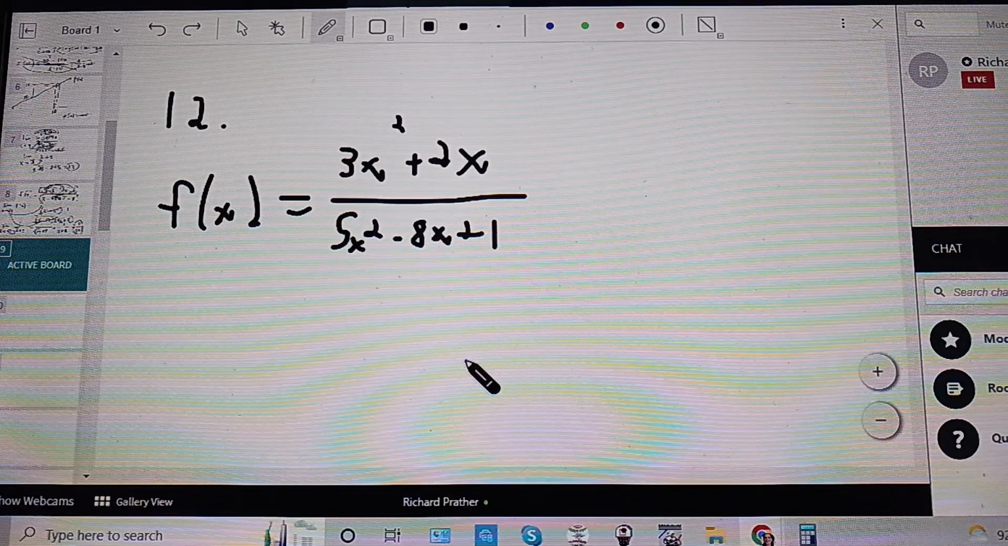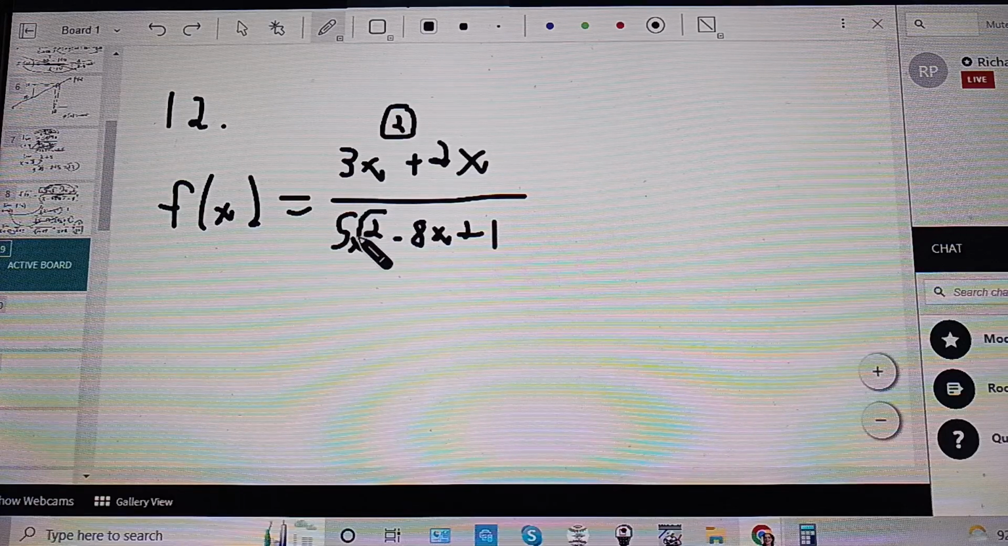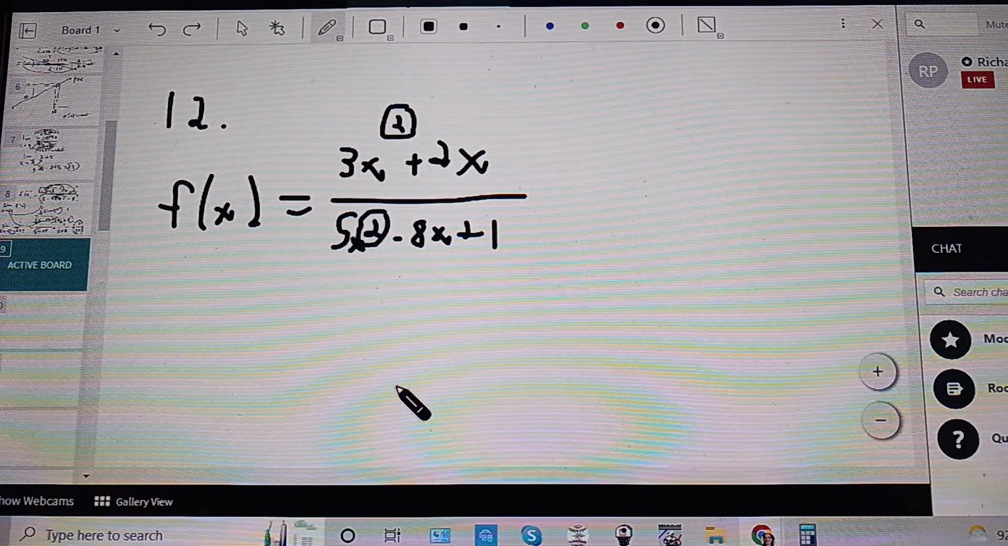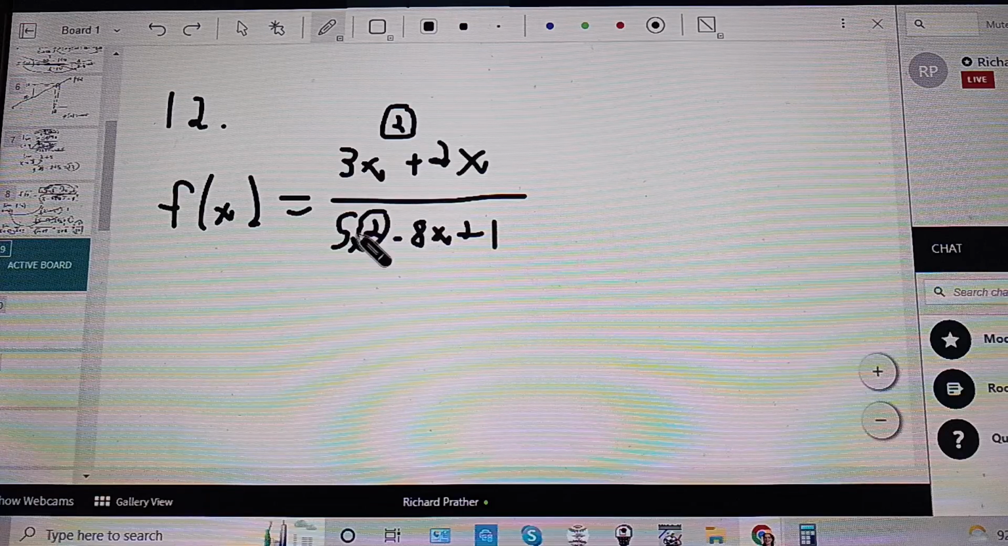Okay, so the trick you do here is look at whatever the highest degree is for any part of the problem. Here I have a tie for the highest, but it doesn't matter if there's a tie. But say that one of the parts of the fraction had a higher exponent than the other, then that's the one you'd want to go with. But here I have a tie. X squared is the highest degree.